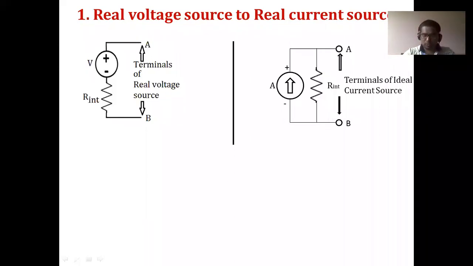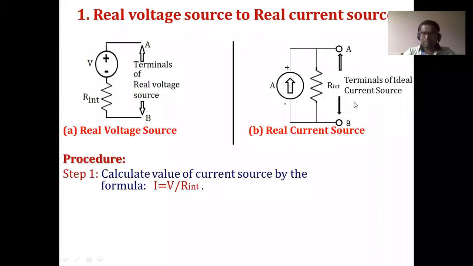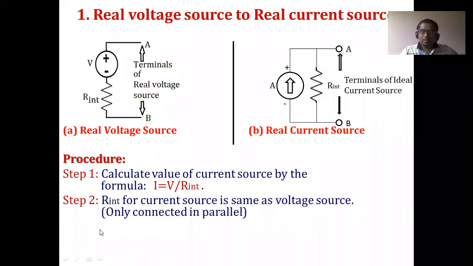See what the procedure is. Calculate the value of the current source: the current source I is V divided by R internal. And the second thing is that the internal resistance of the current source, same as that of the voltage source, is connected in parallel. These are the 2 steps of the procedure to convert a voltage source to a real current source. Let's check the numerical here.